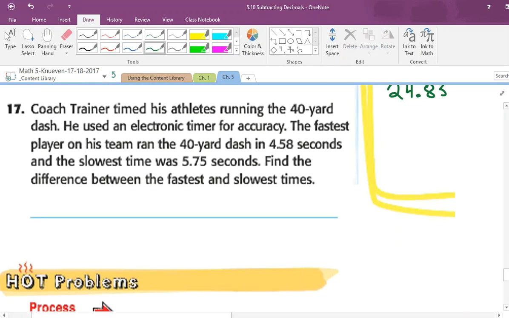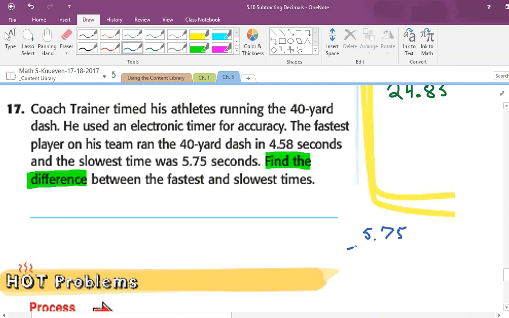Now, Coach Trainer timed his athletes running the 40-yard dash. He uses an electronic timer for accuracy. The fastest player on his team ran the 40-yard dash in 4.58 seconds, and the slowest was 5.75 seconds. So find the difference between. So again, finding the difference means that we are going to be subtracting. So I'm going to find the difference of them.